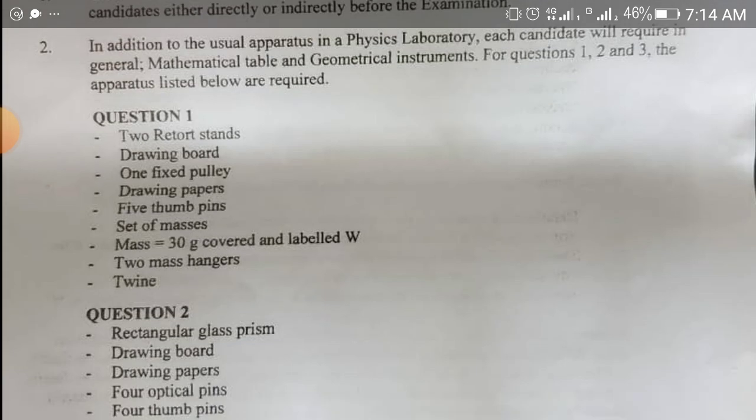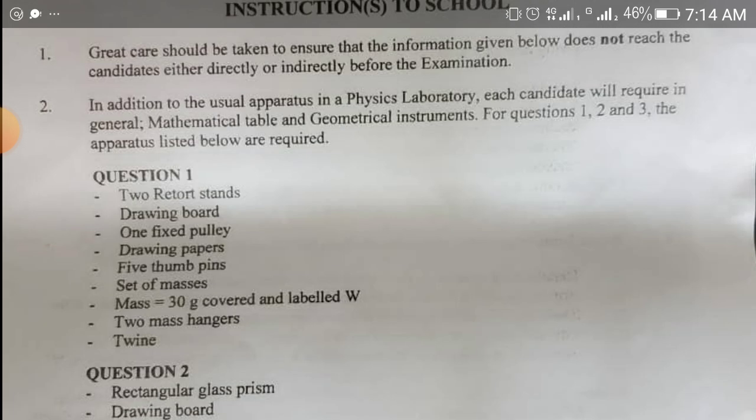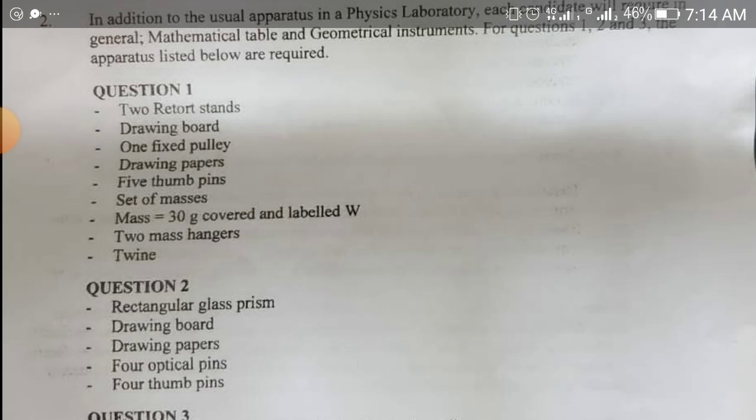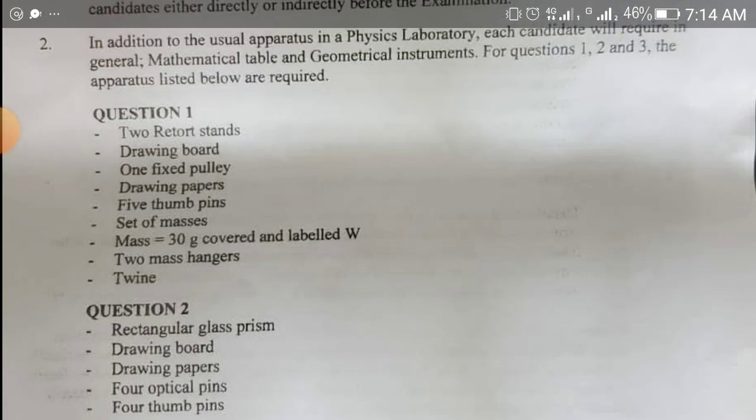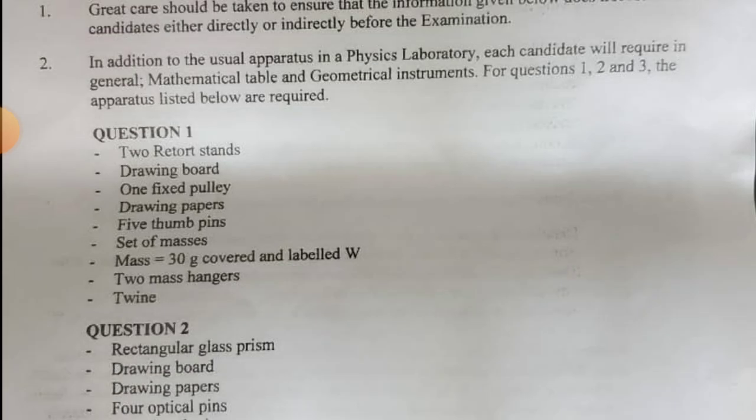Okay, look at this number 2. It says each candidate will require in general mathematical table, geometrical instruments. For example, for questions 1, number 2, and number 3, the apparatus listed below are required. That means that the questions that we ask you in physics practical for NECO this year will revolve around these questions I will point out to you, so that as you read and prepare, you will easily focus on those particular ones. Okay.